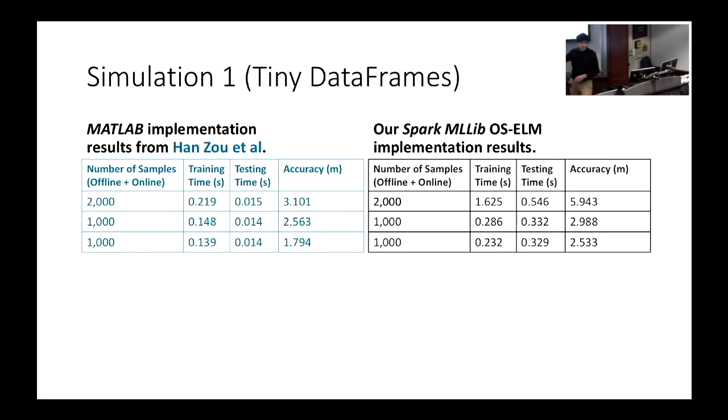We can see on the left in blue, we've got the Matlab implementation that we were looking at from the other group in Singapore, just as a comparison. In the first instance, we're looking at 2,000 offline training points, and then the next steps, 1,000 and 1,000. We can see in each of their cases, the accuracy goes down, from 3 meters error to 2.5 to about 1.5 to 2 meters. Ours as well goes down.